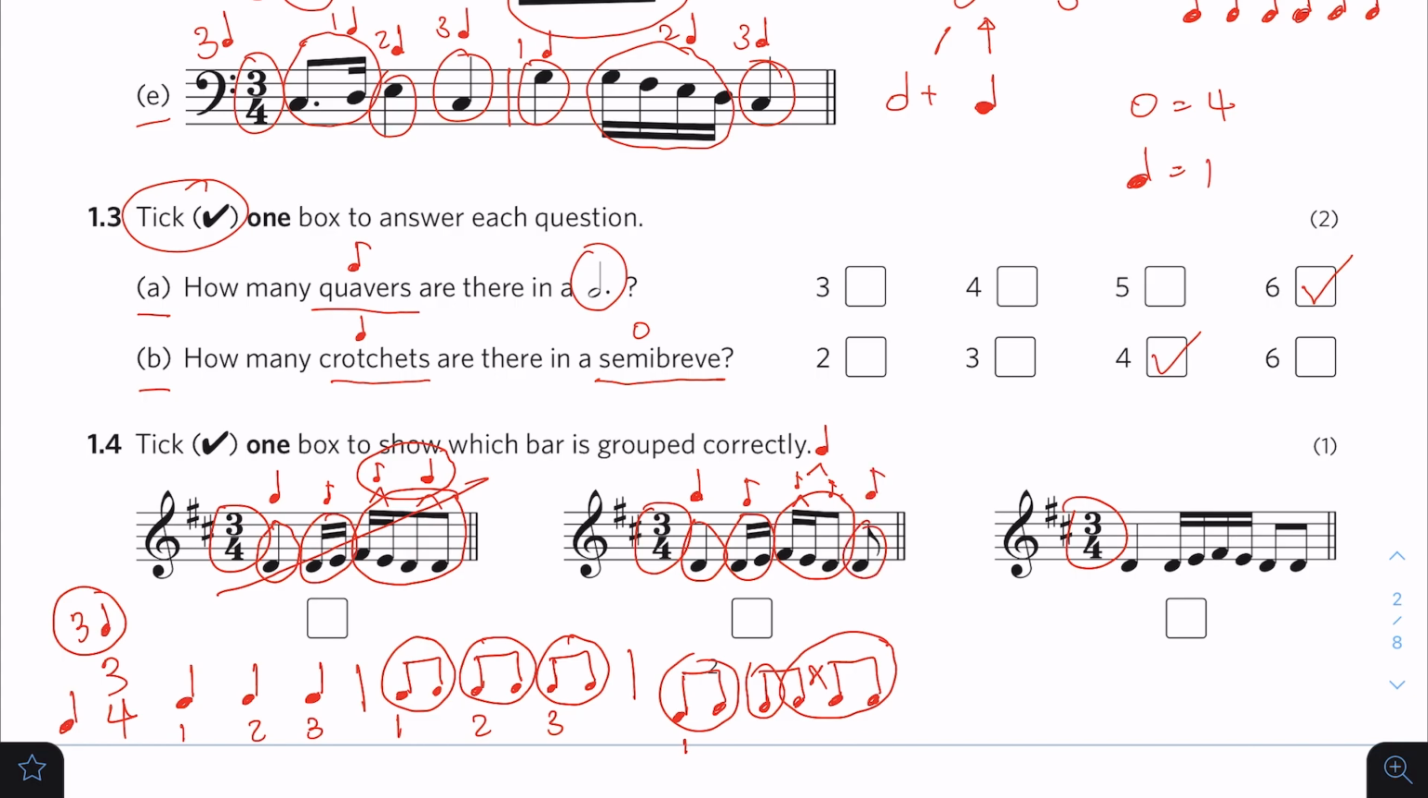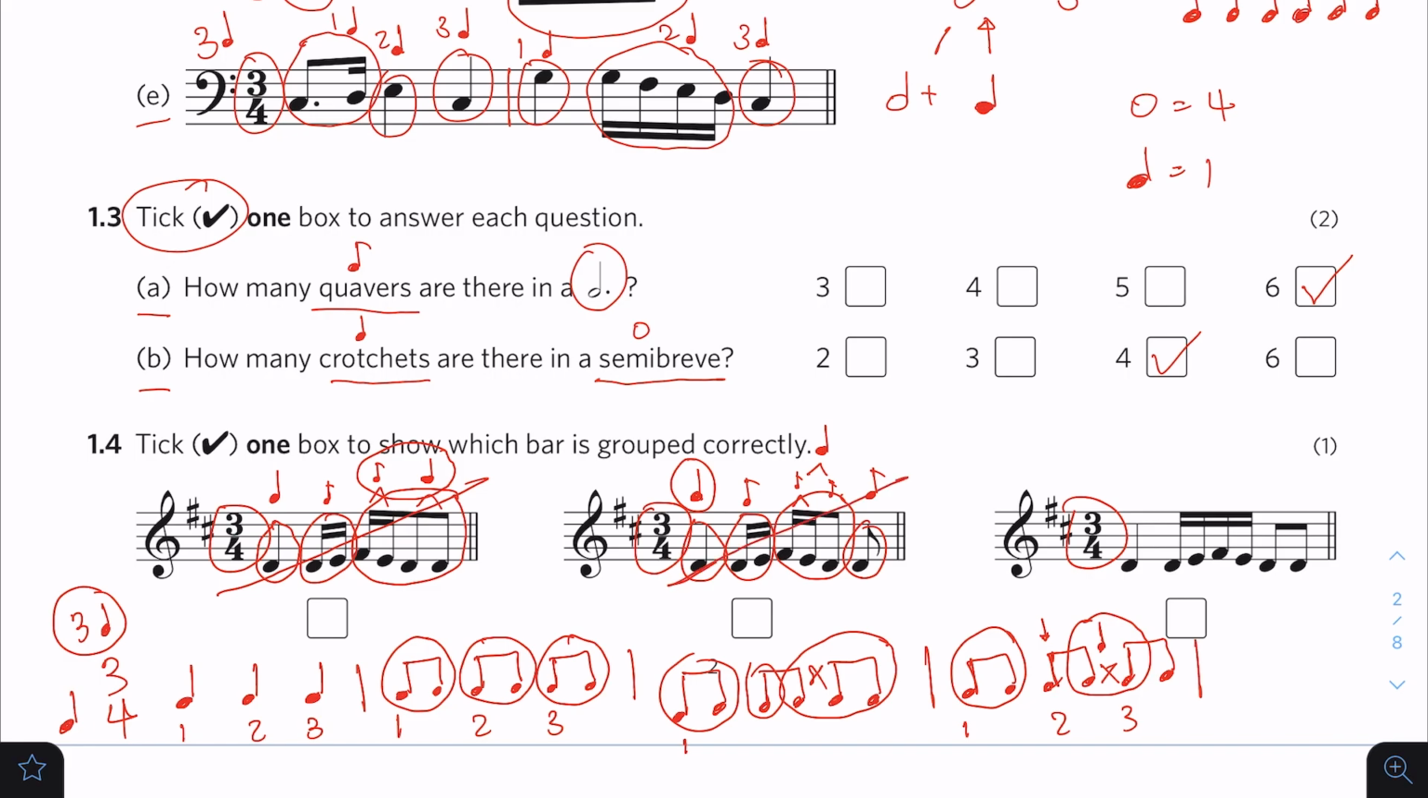Although I do have the value of 3 crotchets here, they are grouped like this, instead of grouping them like this. They should be grouped like this, right? 1, 2, 3. Instead, they are grouped as 1, which is shown as a crotchet. Then I've got a quaver here by itself, and these 2 notes are grouped together as a crotchet. It's very hard to read, and also it's not grouped according to the beats. So this is wrong as well.